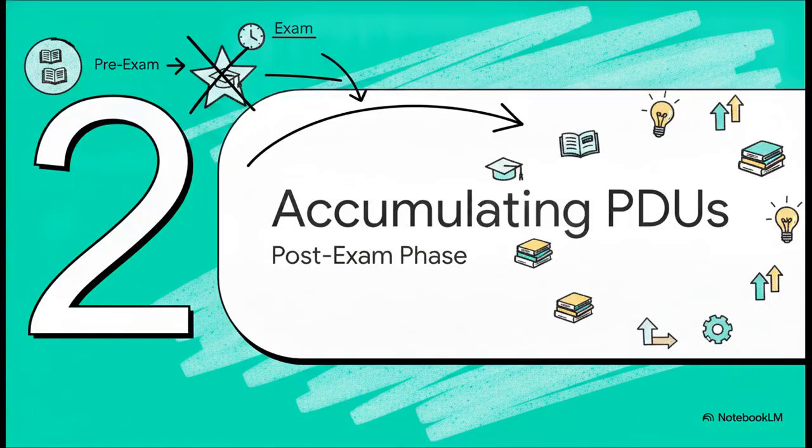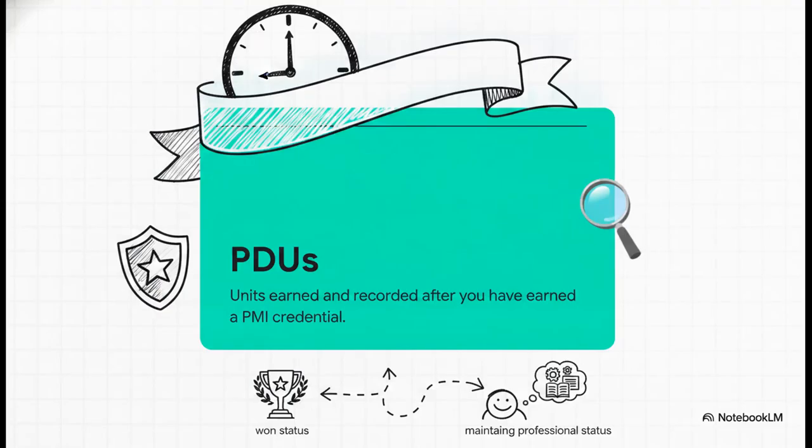Now let's look at accumulating your PDUs. Now, what's really interesting about this is what happens as we bypass the exam milestone on our timeline. Notice the massive shift in timing. Professional development units, or PDUs, are units you earn and record only after you've secured a PMI credential. At this point, you're no longer trying to qualify for a test. You're just maintaining the professional status you've already worked so hard to win.